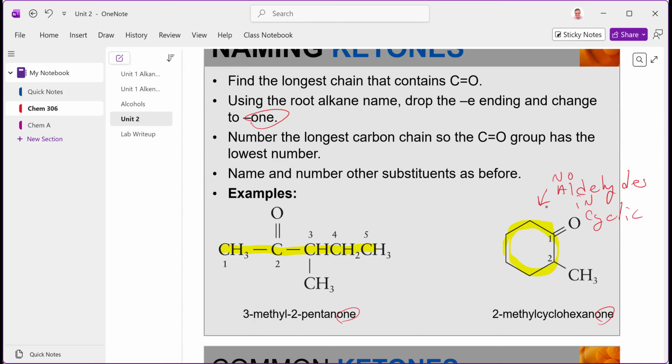You've got a carbonyl group on a ring. It has to be a ketone because there are no ends in a cyclic compound. Okay, so this is a 1, 2, 3, 4, 5 backbone. So it's going to be a pentanone. The carbonyl group is on carbon number 2. You have to designate what carbon the carbonyl group is on. We have a branch at carbon number 3. So we have ALs for aldehydes, ONEs for ketones.